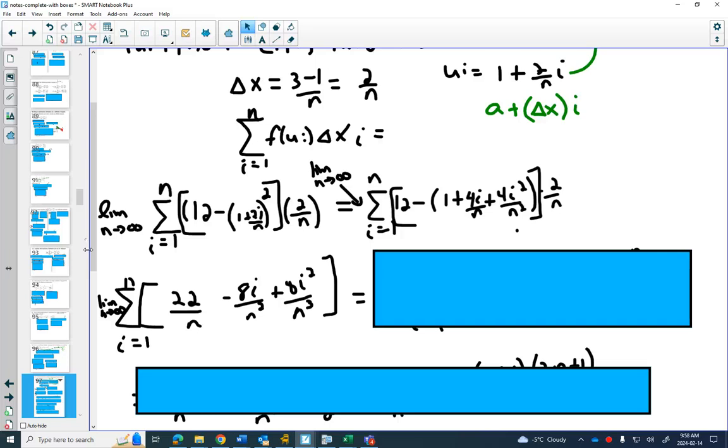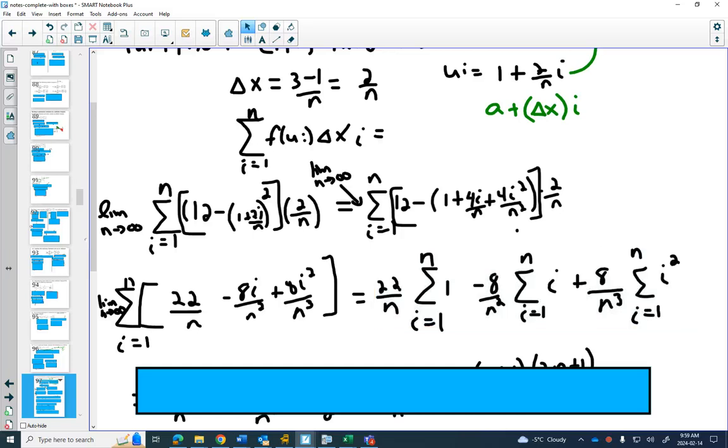So we're going to use some summation properties. Notice I've expanded the x squared, then I distributed the 2 over n, combined my like terms, and I've got 22 over n minus 8i over n squared plus 8i squared over n cubed. Technically, I should have this in a big set of brackets, still with the limit as n goes to infinity in front of all of that.